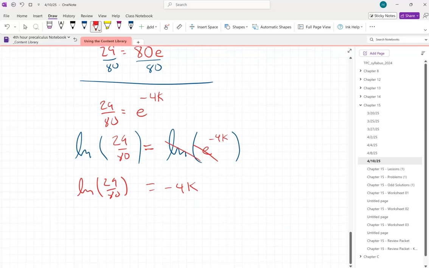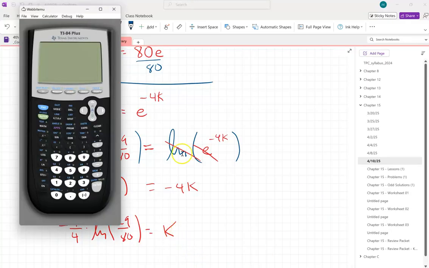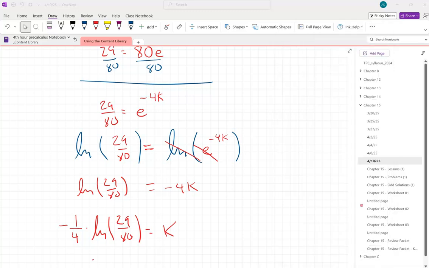And then we'll just divide both sides by -4. For the sake of clarity, I'm going to write that as times -1/4 because I think it's a little bit simpler to get into my calculator if I think about it that way. So -1/4 times natural log 29 over 80. And I get 0.254 thereabouts.